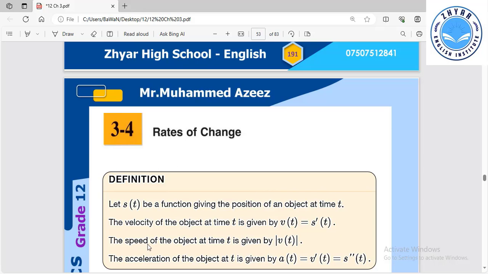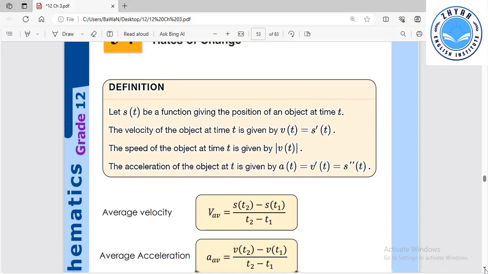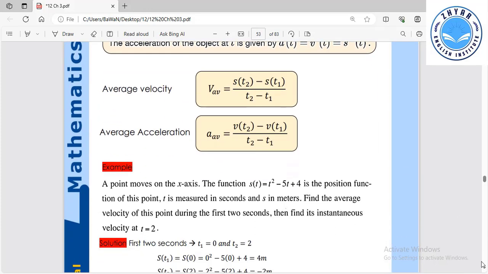And then we have speed. Speed is the absolute value of velocity because speed is always positive. And if we take another derivative of s of t, it will be s double prime. And s double prime is representing acceleration. Let's have two more rules and then solve an example.